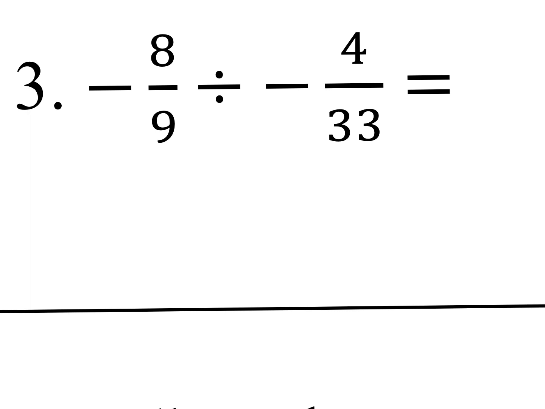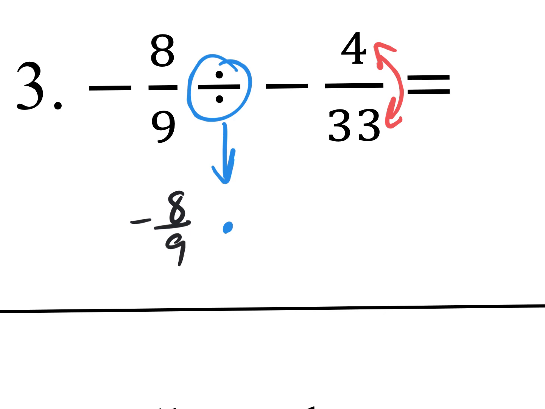What do I do? Okay, we're going to begin with the division becoming multiplication, and then, yes, we flip that fraction, okay? So that first one's going to stay, negative 8 over 9. The second one becomes negative 33 over 4 instead of 4 over 33. Now, we should all know that a negative times a negative is a positive, that way you don't have to worry about the signs anymore.